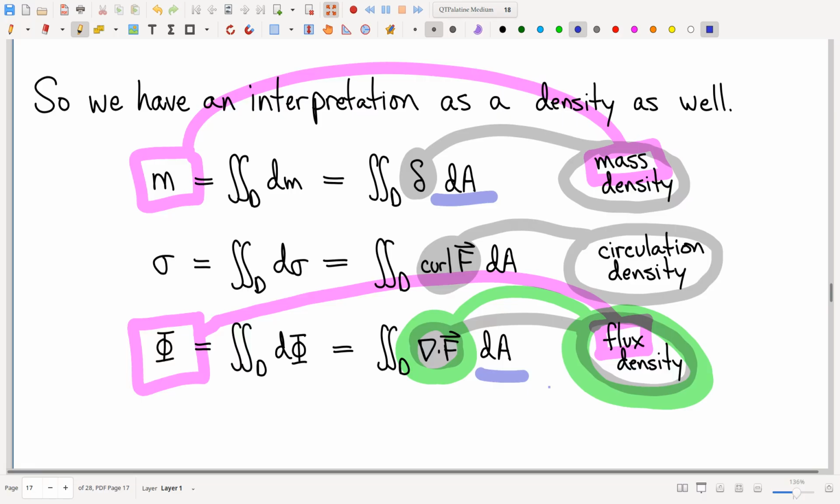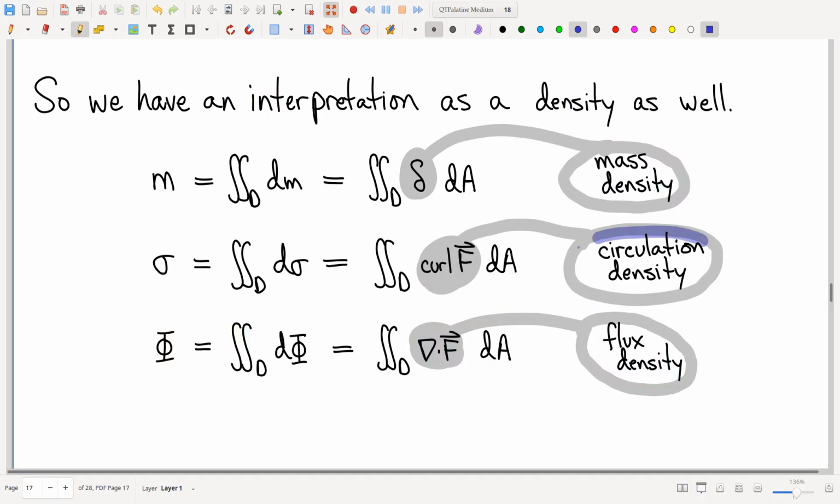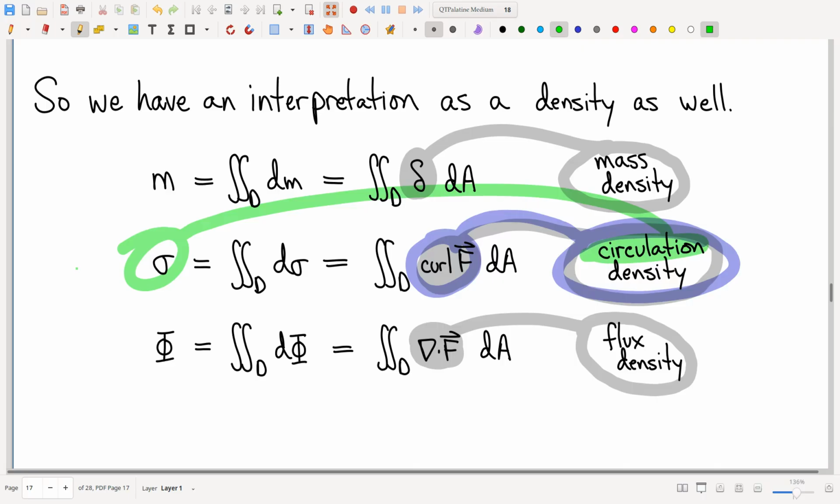Okay, now that said, confession. This term, circulation density, for curl, is not as common. I didn't hear that anywhere near as much in college as flux density. But it's still just as natural. It still makes just as much sense. It's just that now our accumulating quantity is circulation instead of mass. The analogy is just as good.